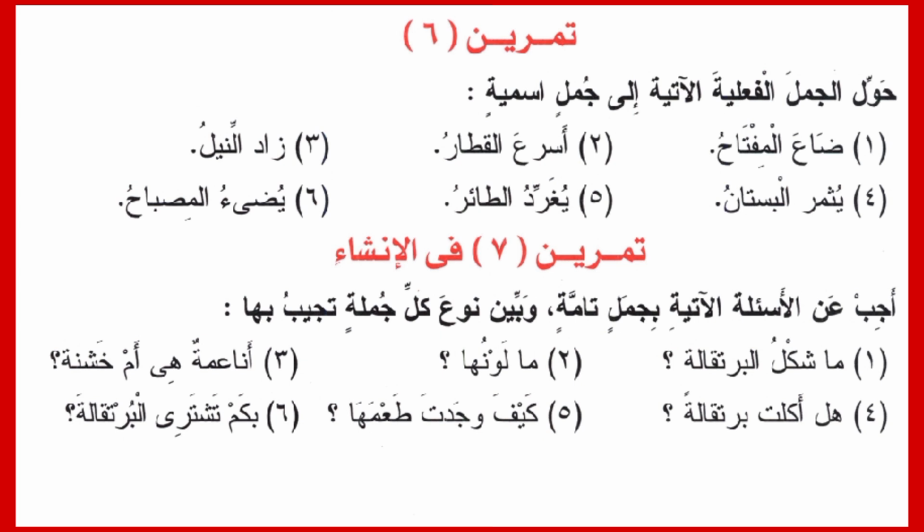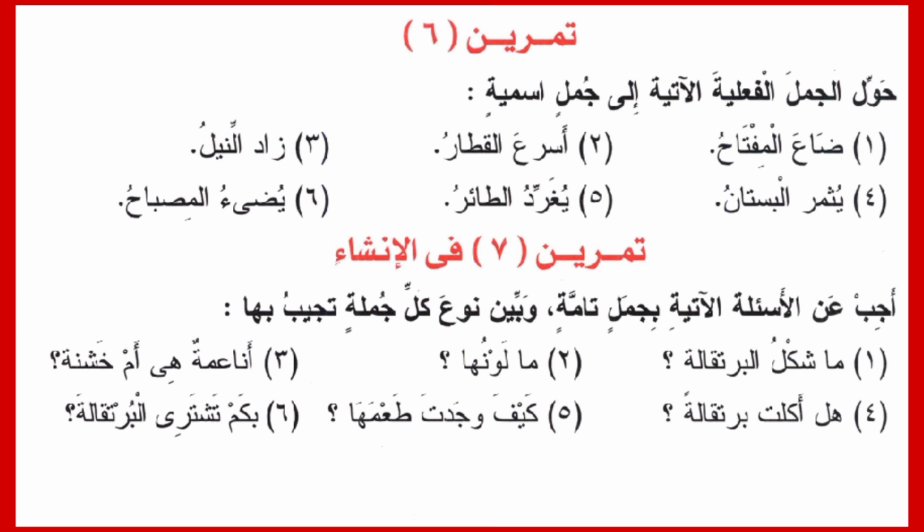Number one, the question says, ma shaklul burtaqala. What is the shape of the orange? I can say, shaklul burtaqalati mustadiratun. The orange is round. You can see shaklu. This is jumlatun ismiya. Number two, ma launuha. What is this color? I can simply say launul burtaqala asfaru. The color of the orange is yellow. This is also a jumlatun ismiya.